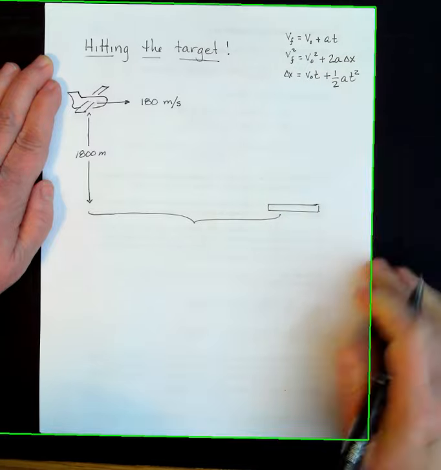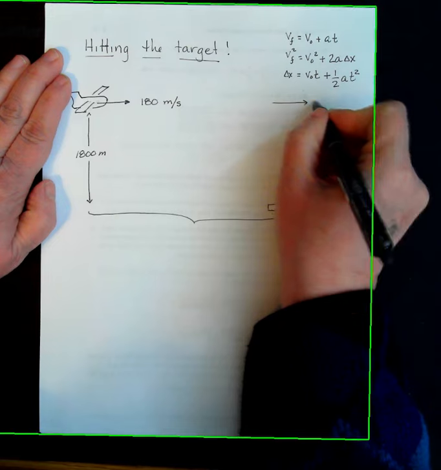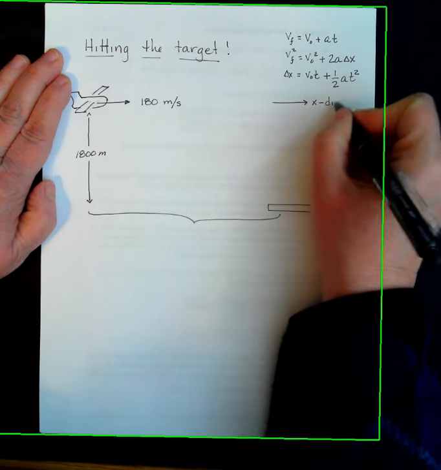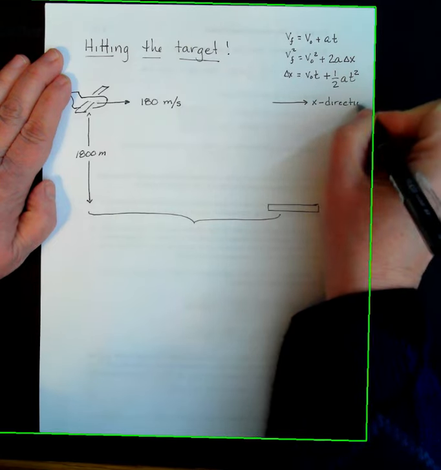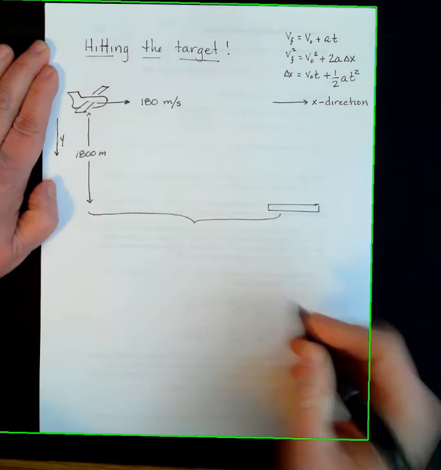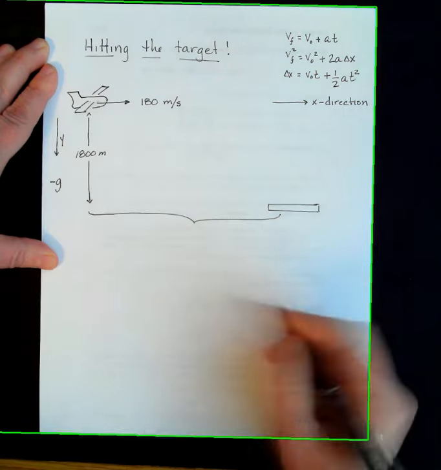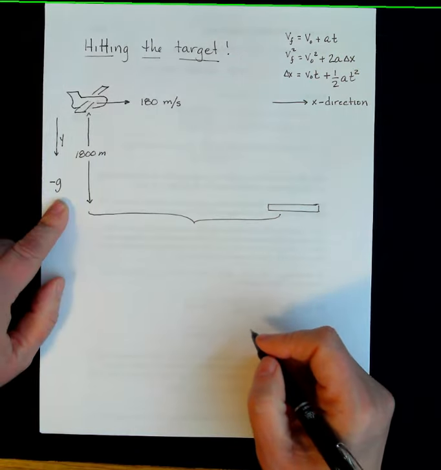time squared. Now, I have motion in the x direction and I have motion in the y direction. And in the motion in the y direction, we have my acceleration due to gravity, which is going down. And so I have that in the equation.